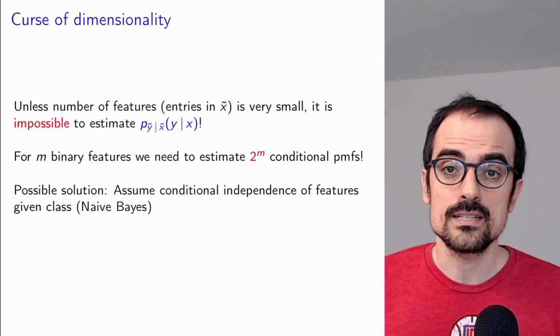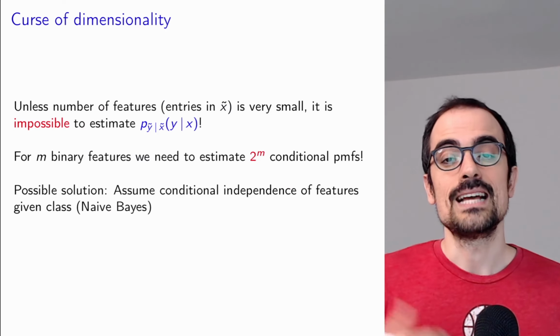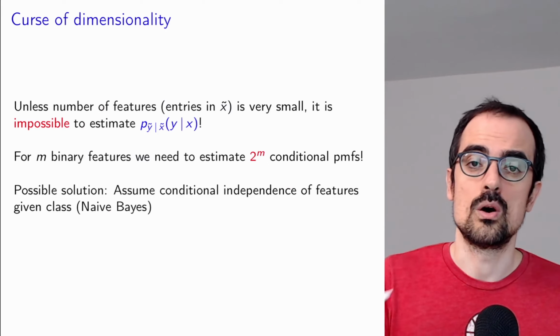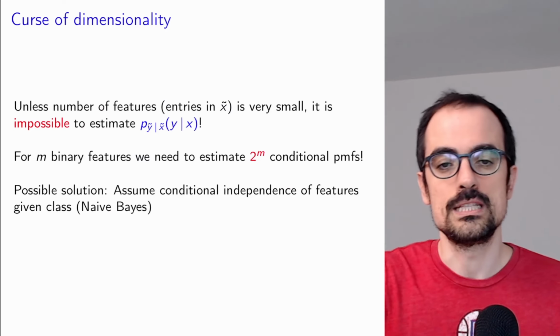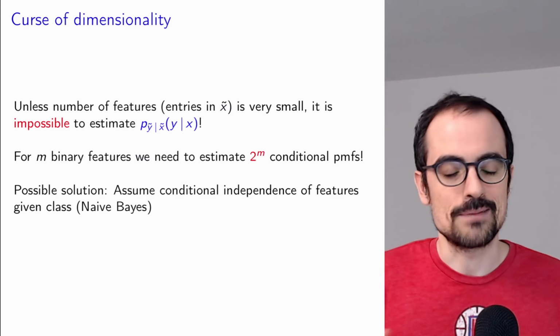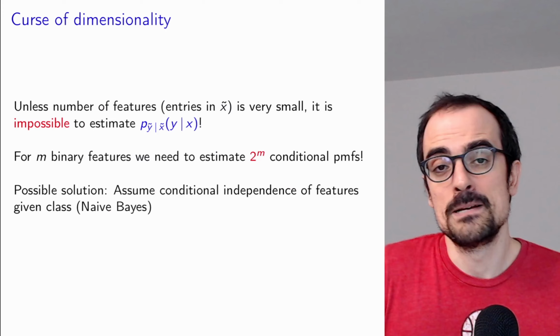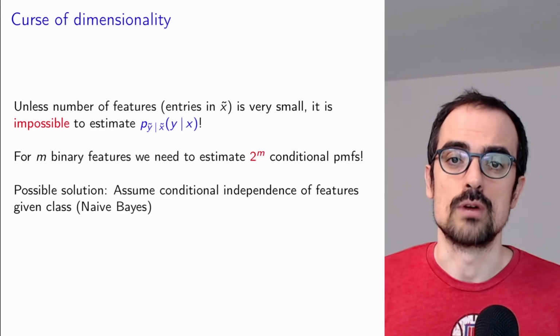We already discussed this when we introduced naive Bayes. And in that case, the way we overcame this curse of dimensionality was by assuming conditional independence of the features given the class. That's a naive assumption, and that's why this is called naive Bayes, but it often works quite well. Here we're going to take a different route.